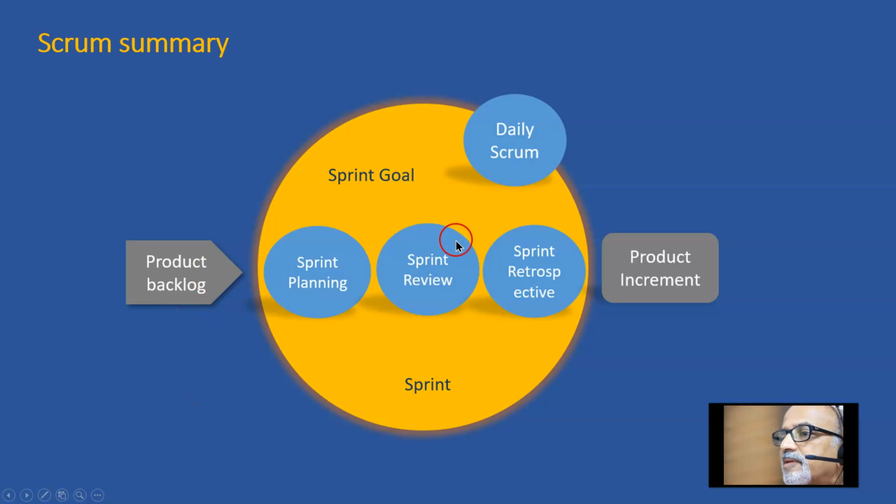And initially we focus on a minimum viable product. Our prioritization will be to come out with a minimum viable product, and once we achieve that, then it is all about enhancements to the product. So that is the Scrum summary.